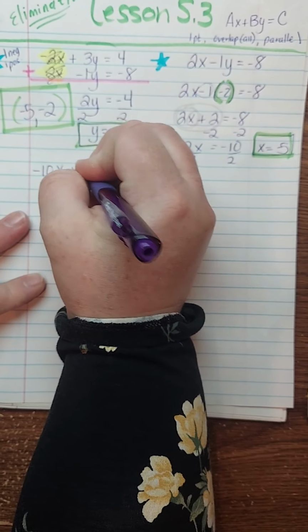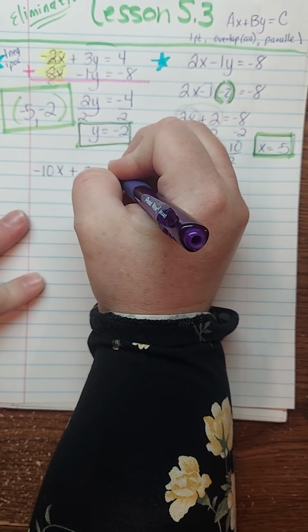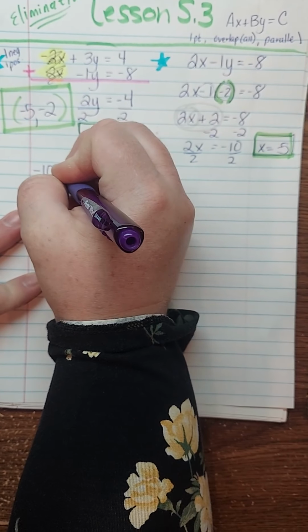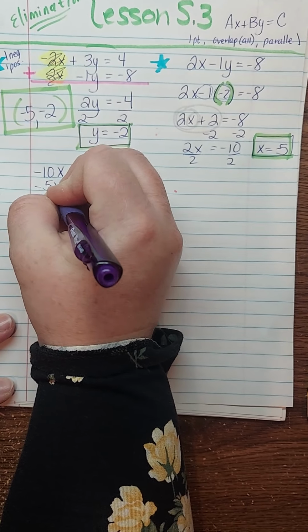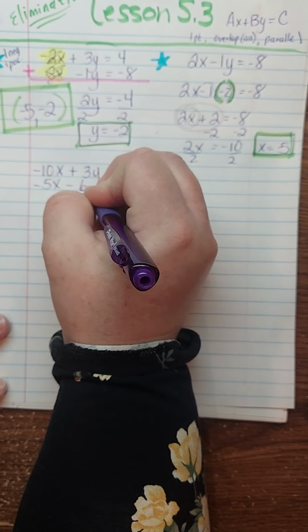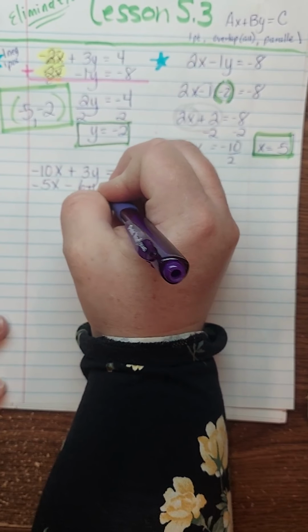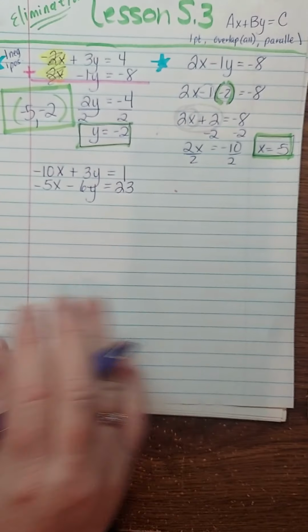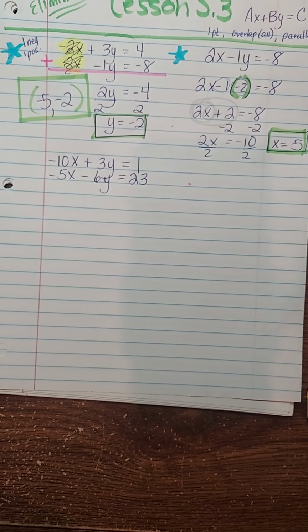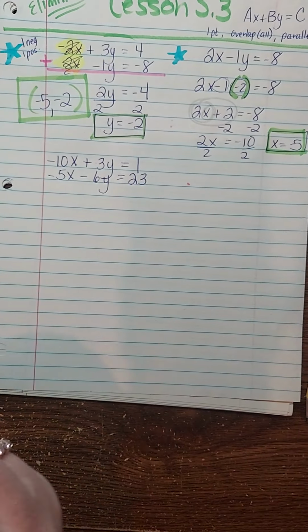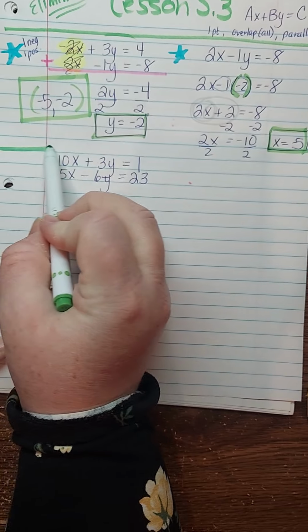-10x plus 3y equals 1. -5x minus 6y equals 23. Okay. All right, friends. Well, let's take a look at, I'm going to draw a line here.